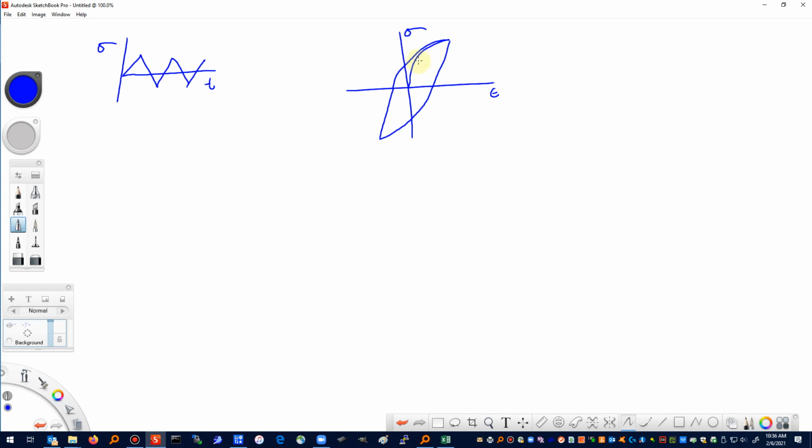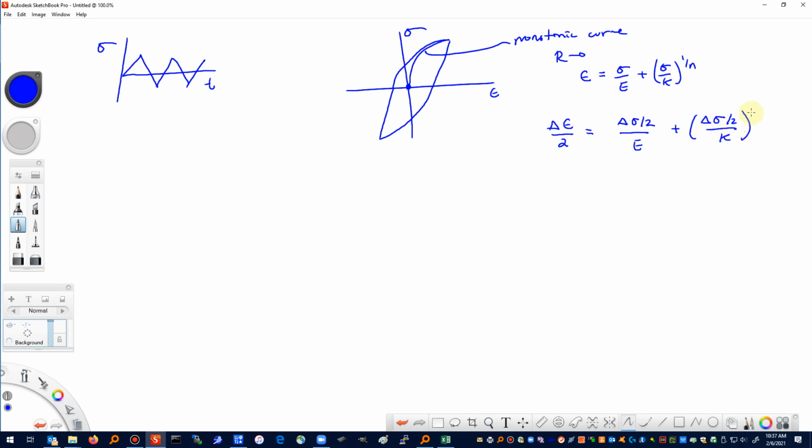If we have an equation for our monotonic curve, and our example is the RO, Ramberg-Osgood equation, we would say that the epsilon value is equal to sigma over E plus sigma over K to the 1 over N, with the origin here. Well, if we want to find a way to calculate the points along this hysteresis branch, we can calculate that by replacing the strain values with the strain amplitudes and the stress amplitudes by virtue of the Massing hypothesis.